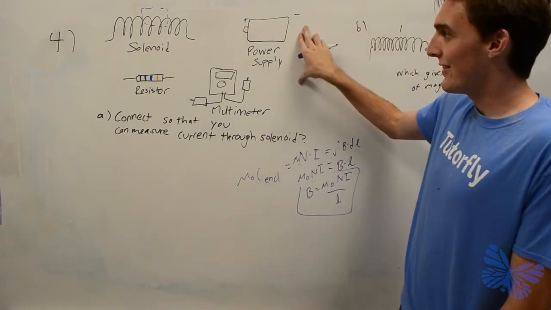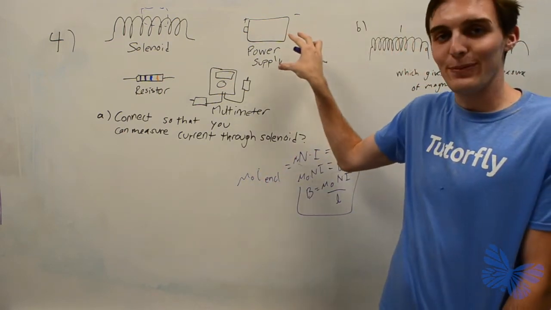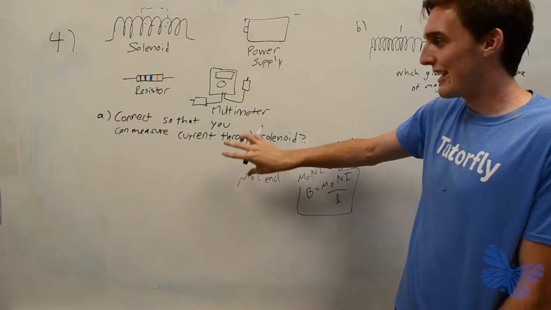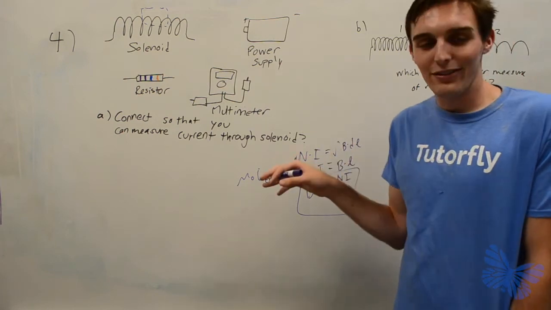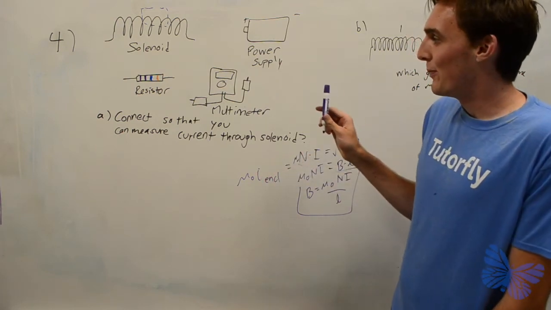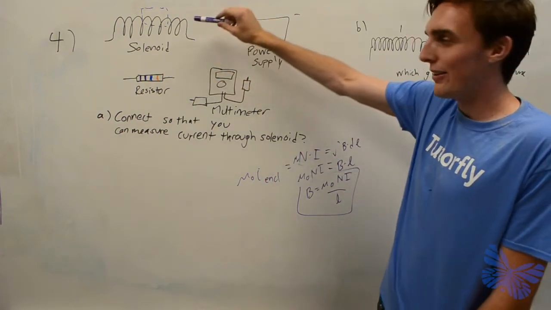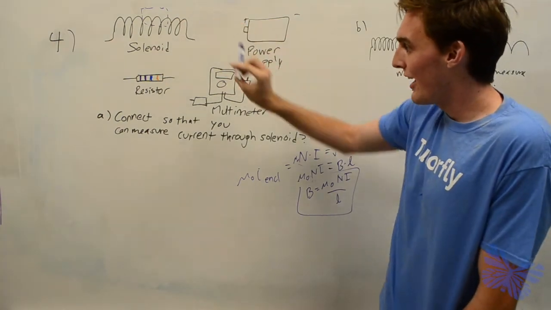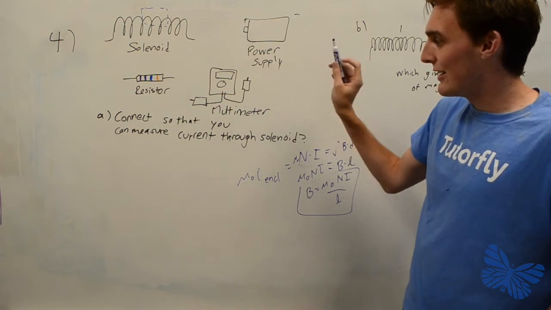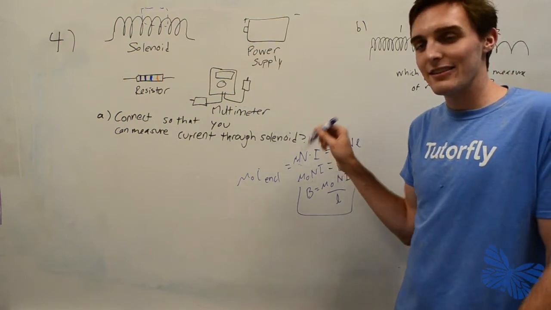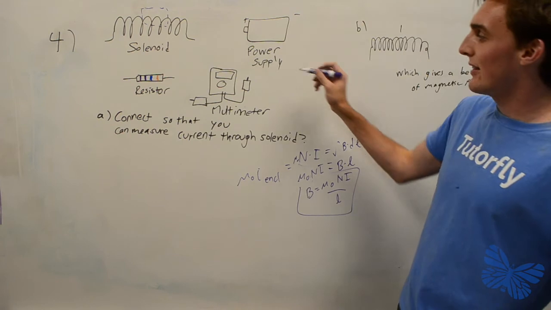So they give you this diagram of a pretend lab bench, and they say connect each component so that you form a circuit that you can measure the current through. And so you just want the resistor in parallel or in series with the solenoid, and you want to be able to measure the current. So to measure current, you need to connect the multimeter in series, so you're treating it as an ammeter basically.